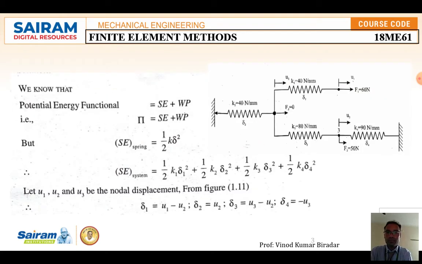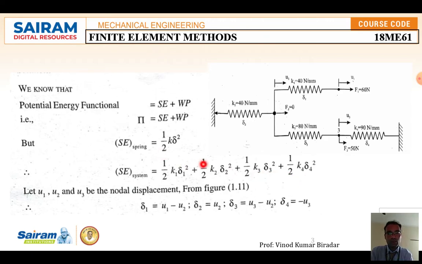Okay, note down here, we know that the potential is equal to strain energy plus work potential, that is pi is equal to strain energy plus work potential. The strain energy of a spring, this is a standard formula, is half of k into delta square. How many springs are there? 4 springs are there, right? So in terms of K1 delta 1, K2 delta 2, K3 delta 3, and K4 delta 4.